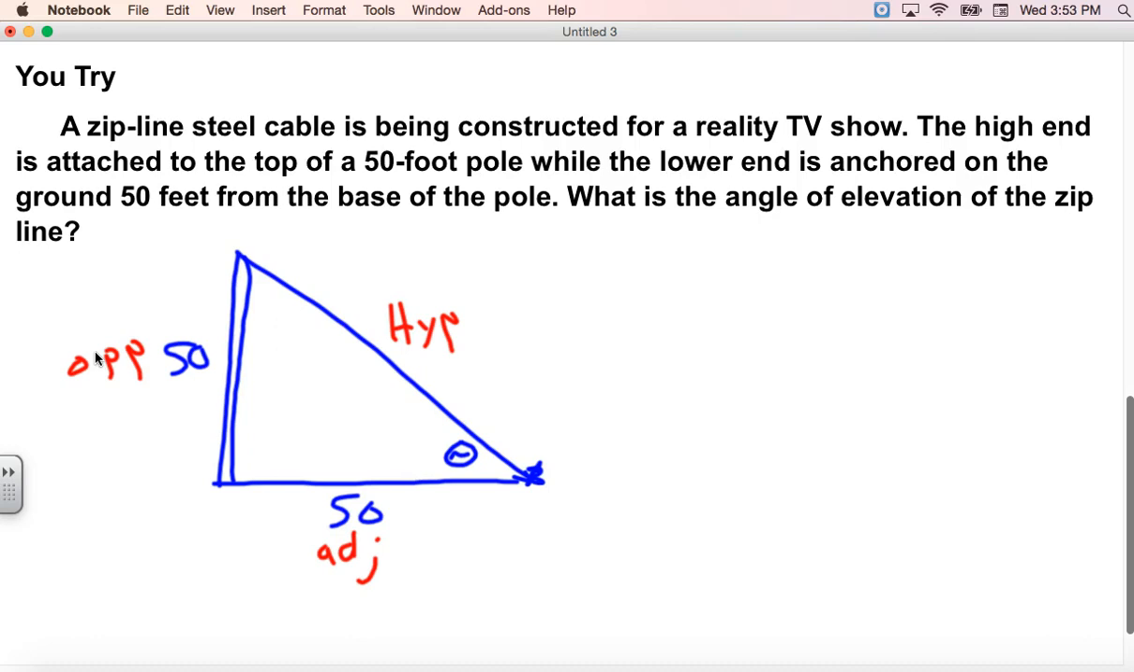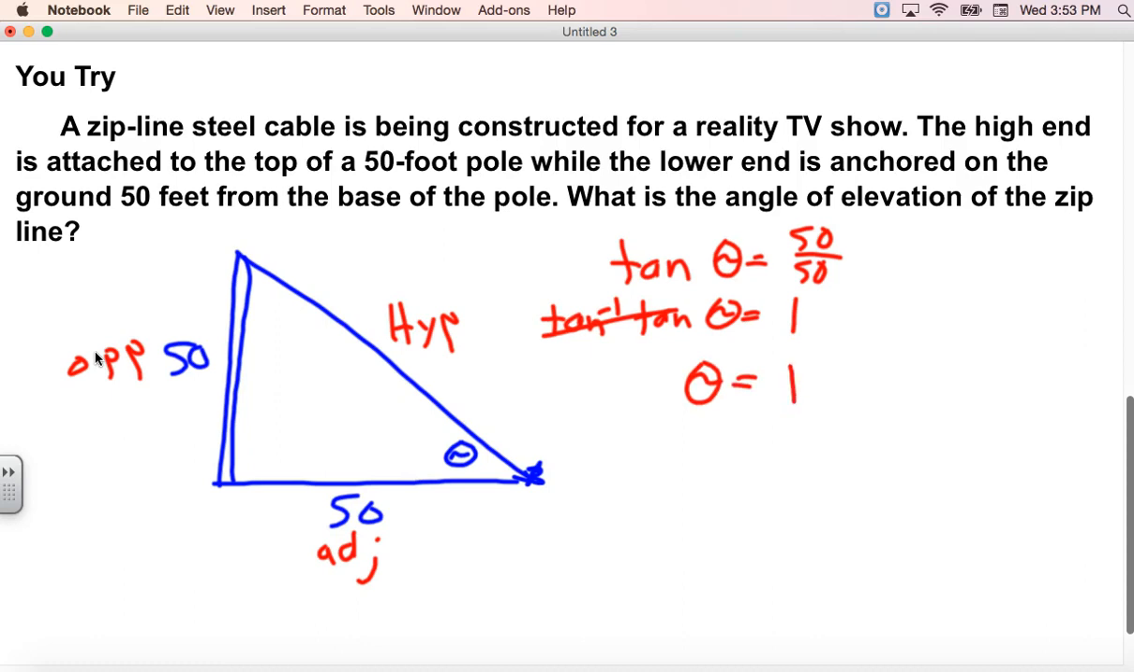So the trig function we need to use is tangent, because tangent is opposite and adjacent. So the tangent of theta is going to be 50 over 50, opposite over adjacent. So we got tangent theta equals 1. So to cancel tangent, we do arctangent. When we do arctangent, it'll just cancel tangent, leave theta. So of course we've got to do the arctangent of the other side of the equation. So on our calculator, we hit second tangent 1, and it gives us 45. So the answer is 45 degrees. The angle of elevation of the zip line is 45 degrees.